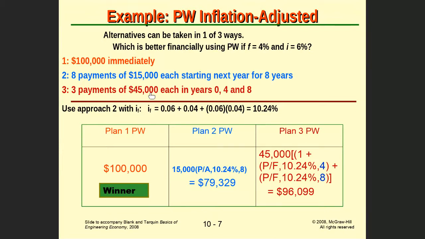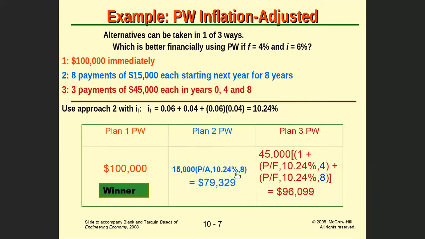alternatives. If the question asks you or directs you to use one of the methods, then you have to use it. If the question didn't ask you, then it is up to you to use the method. So in this question, it asks to use approach 2, which is the interest rate adjusted for inflation. After you convert the interest rate, just change the value from annual to present using P given A, for the IF, not the I, not the F, the IF, the interest rate adjusted for inflation, for 8 years.